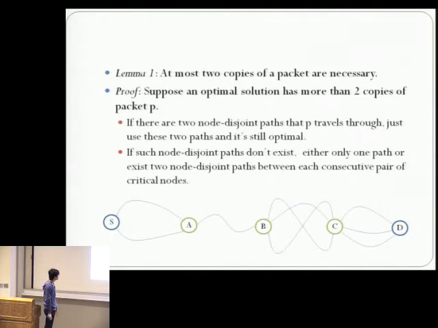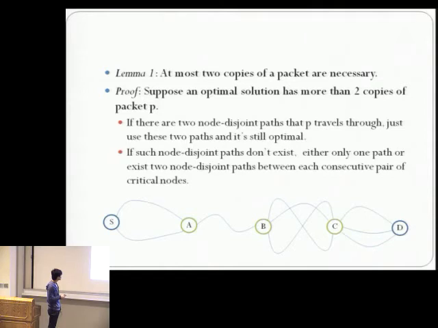The first thing we have to do to analyze this algorithm is to answer how many copies of a packet we need to duplicate. So we have this lemma that says at most 2 copies of a packet are necessary to achieve the optimal.